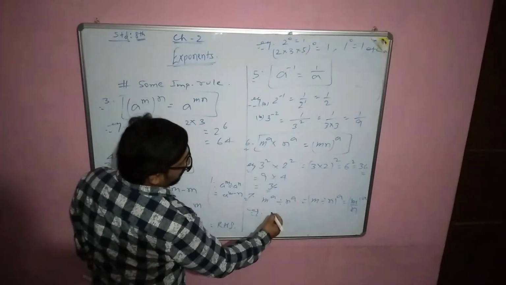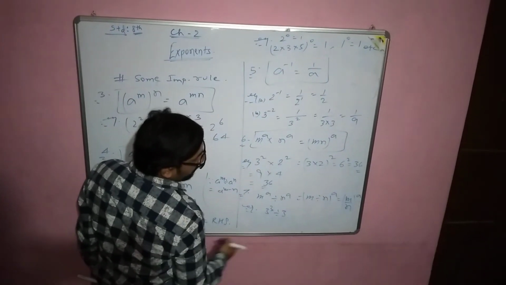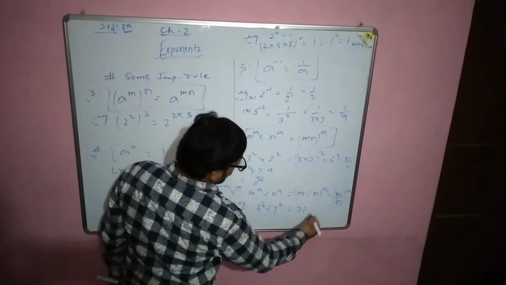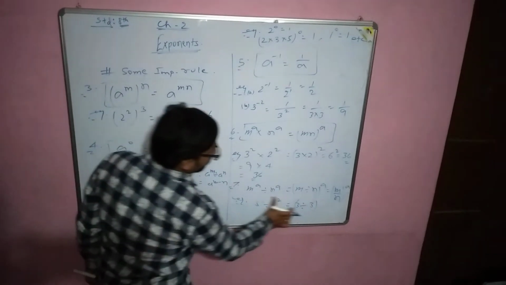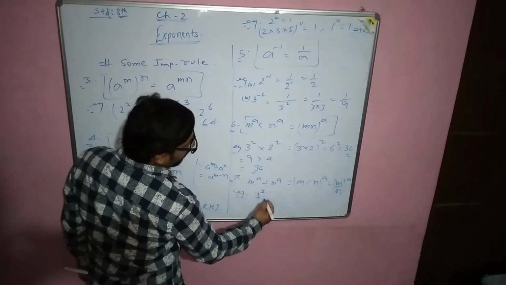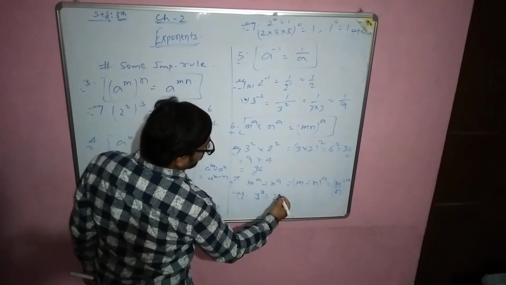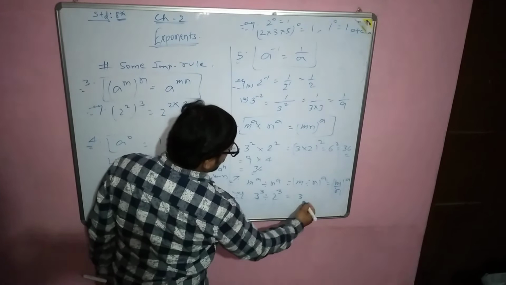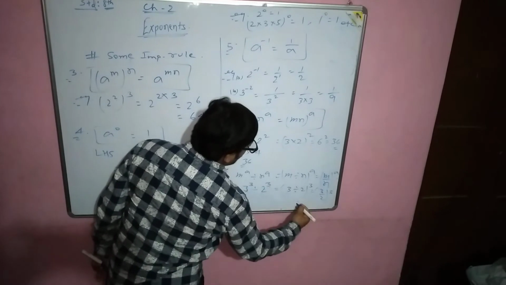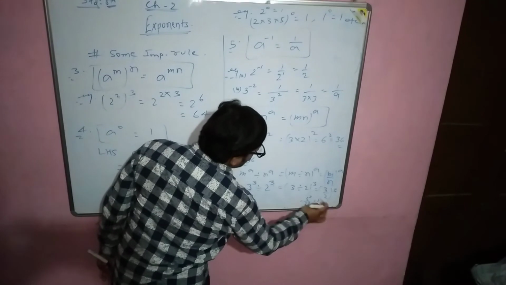Example: 3 to the power 3 divided by 2 to the power 3. In this case, 3 divided by 2 to the power 3 is written as (3 by 2) to the power 3, and the result becomes 3 to the power 3 by 2 to the power 3, which equals 27 by 8.